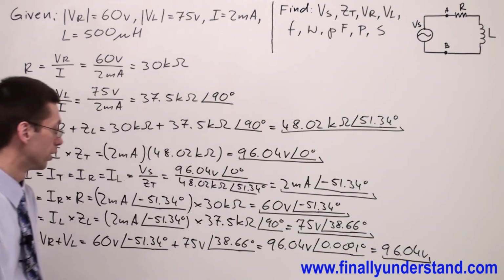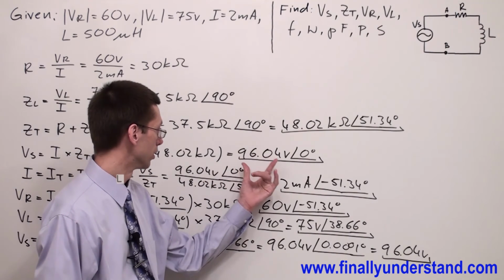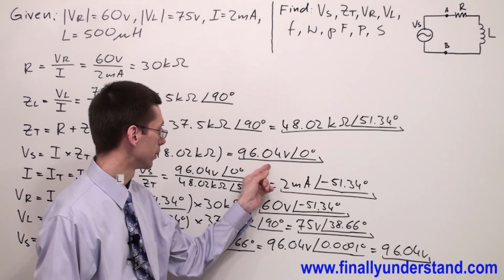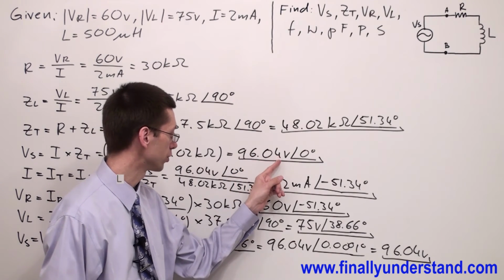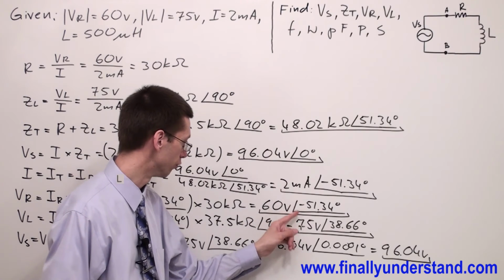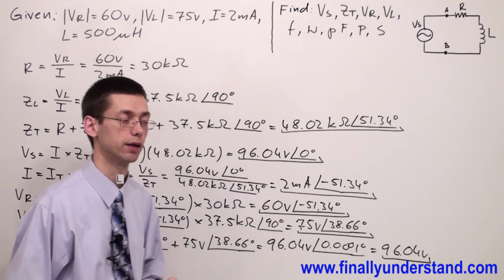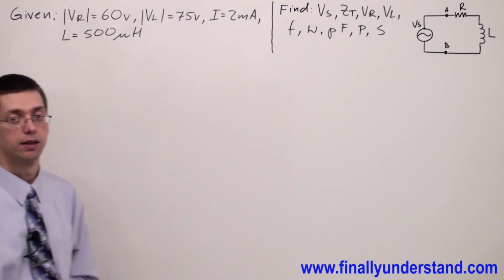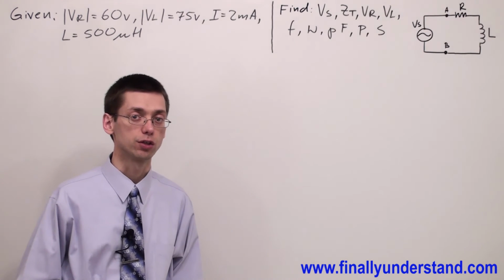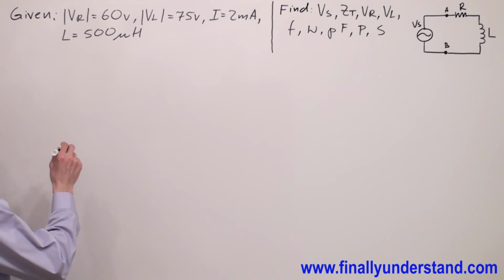This is my voltage source from this addition. So it means that our calculations are okay because our voltage source is equal to 96.04 volts, and after adding these two voltages together we get the same answer. So far we are okay. Next we're supposed to find the frequency in the circuit. Okay, frequency of the voltage source.